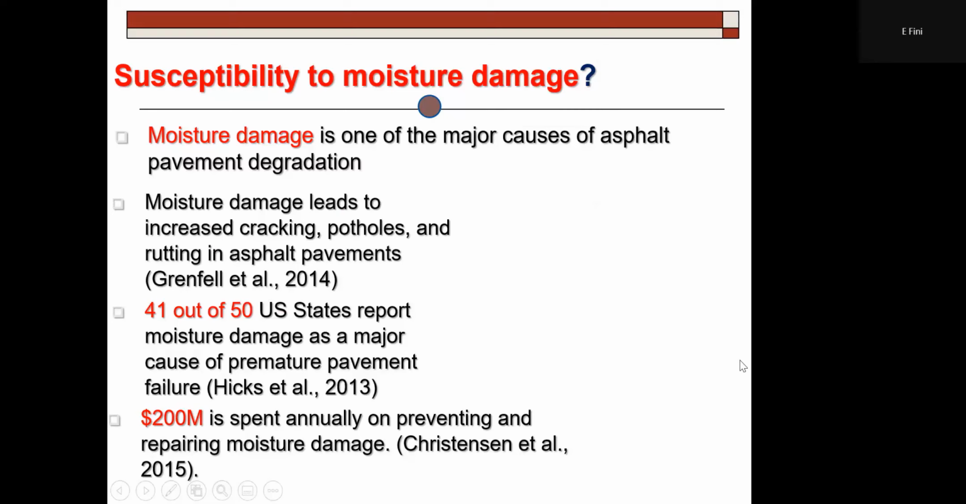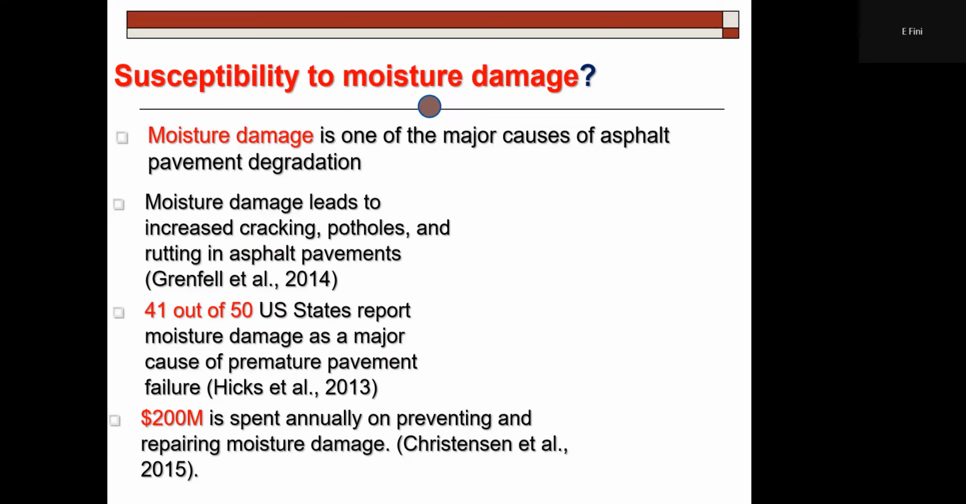So I'm gonna tell you a bit more on why we do care and what can we do about it. So first of all, moisture damage is a major problem in asphalt pavement degradation. When the moisture starts degrading your bitumen and separating it from your binder, literally your glue is gone. When the glue or the binder is not keeping the stone together, then the whole asphalt falls apart.